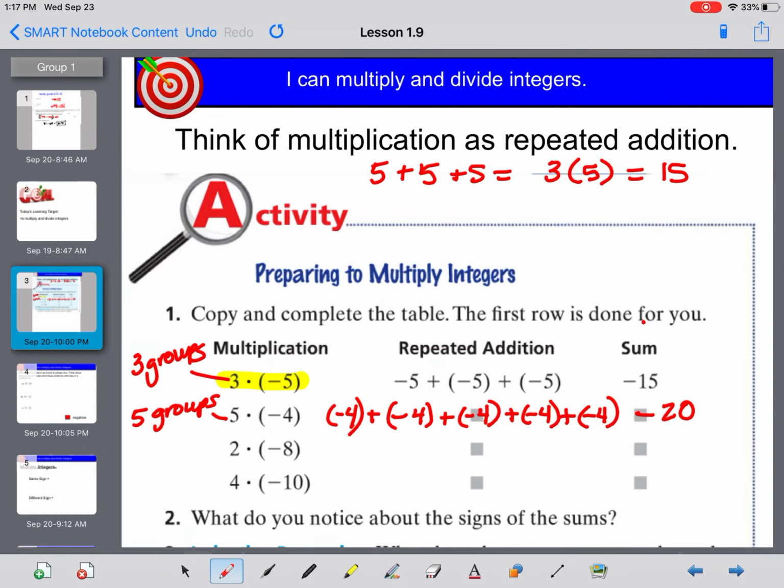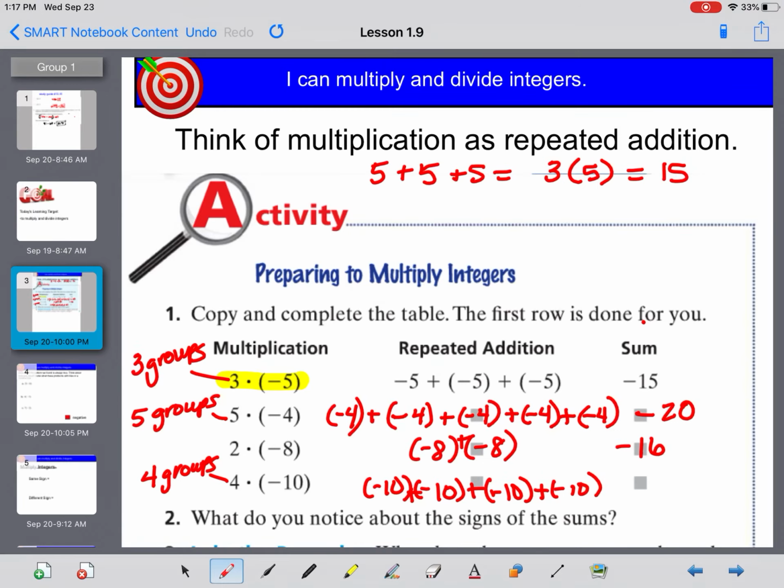The same thing is true with this one. 2 groups of negative 8. Negative 8 plus negative 8, sorry, not times, plus. So negative 8 plus negative 8 is negative 16. The next one means 4 groups of negative 10. 4 groups of negative 10 would be negative 10, plus negative 10, plus negative 10, plus negative 10. And I end up with negative 40.